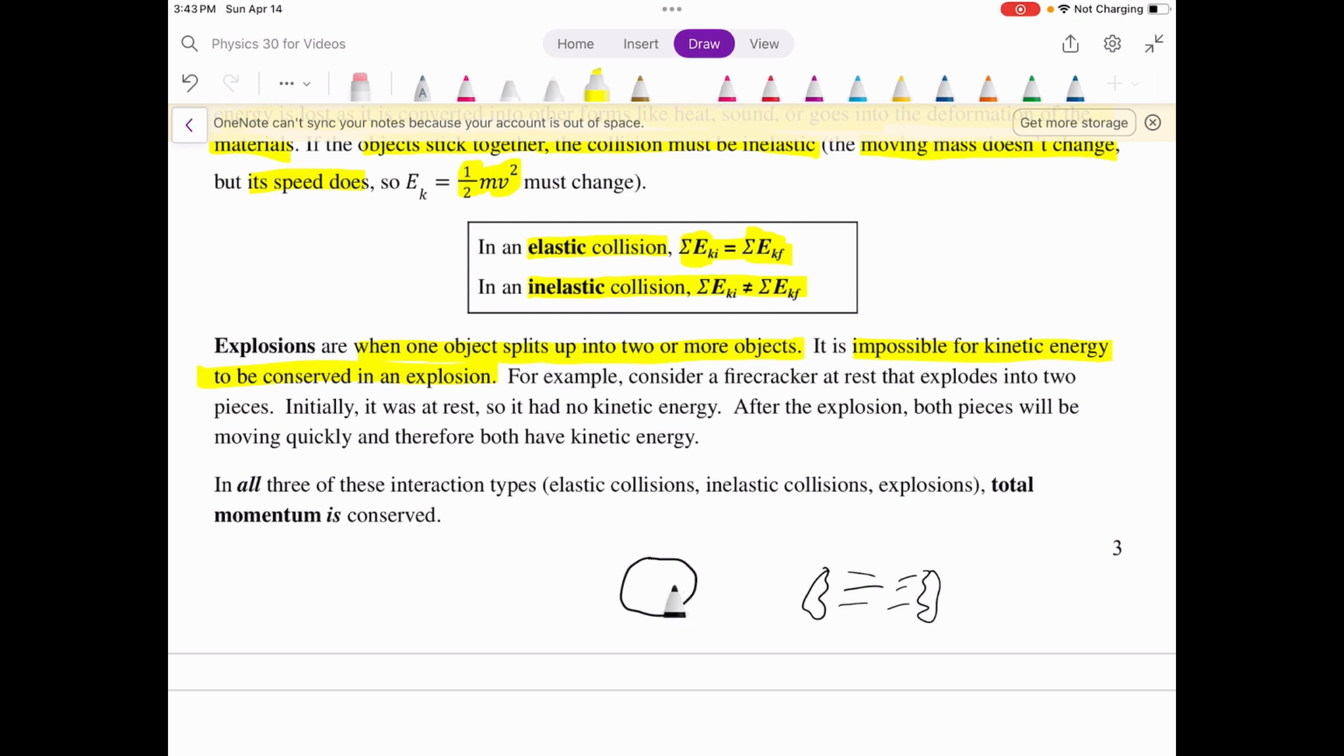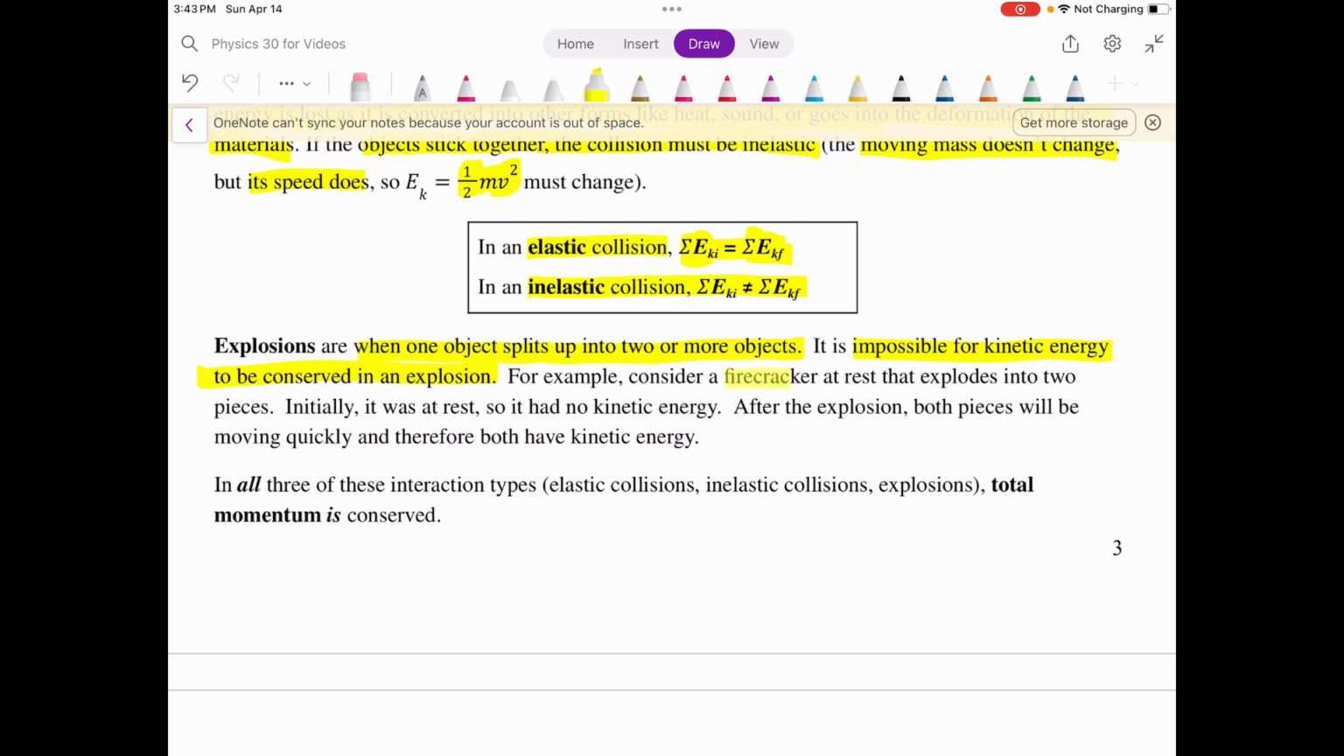What's actually happened here is that chemical potential energy in the bomb has been converted into heat and sound and light and kinetic energy of the fragments of the bomb, right? So total energy is still conserved. I'm not saying the law of conservation of energy doesn't hold, but we don't have equations for things like thermal energy, chemical potential energy. They're not easily tracked in our system. So it's not a very good way to analyze these, right?